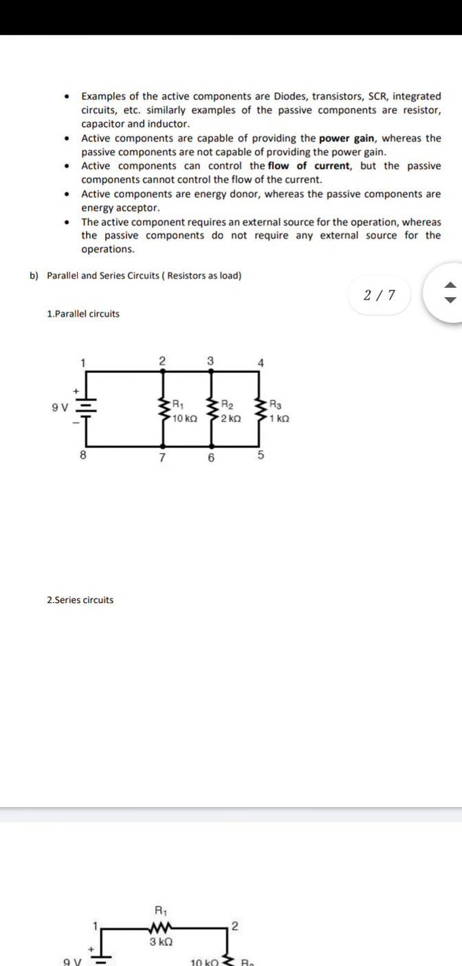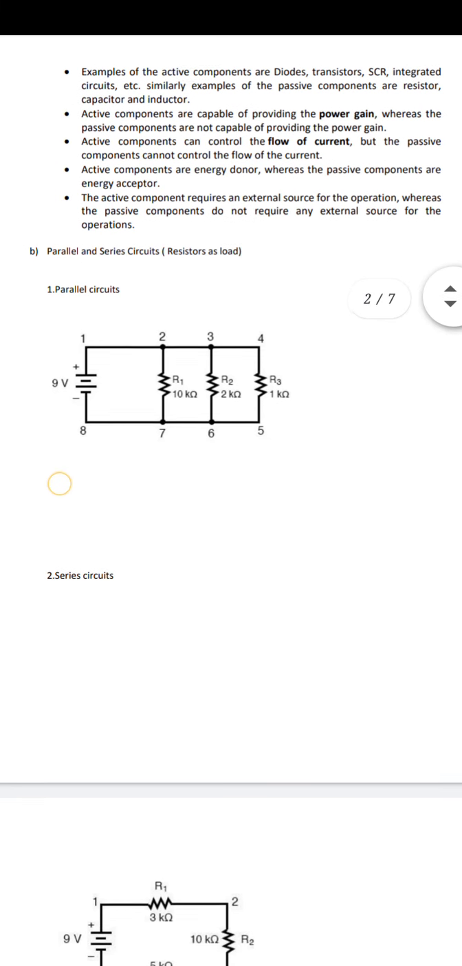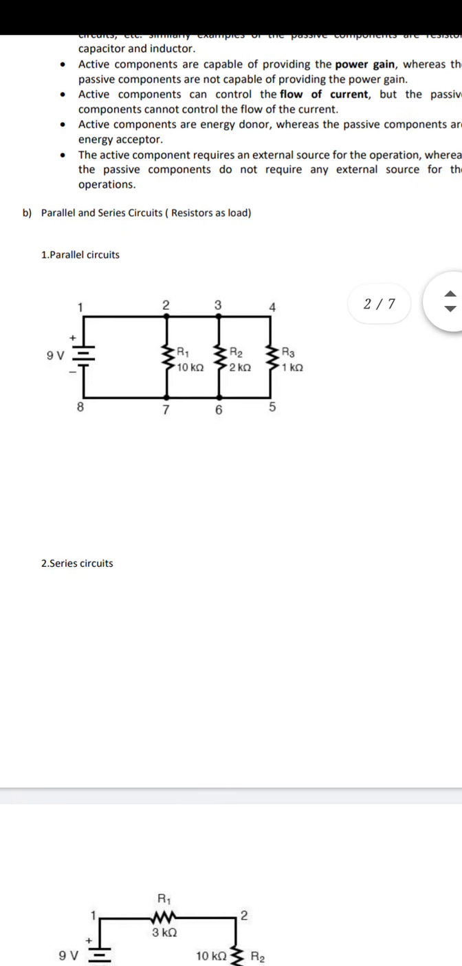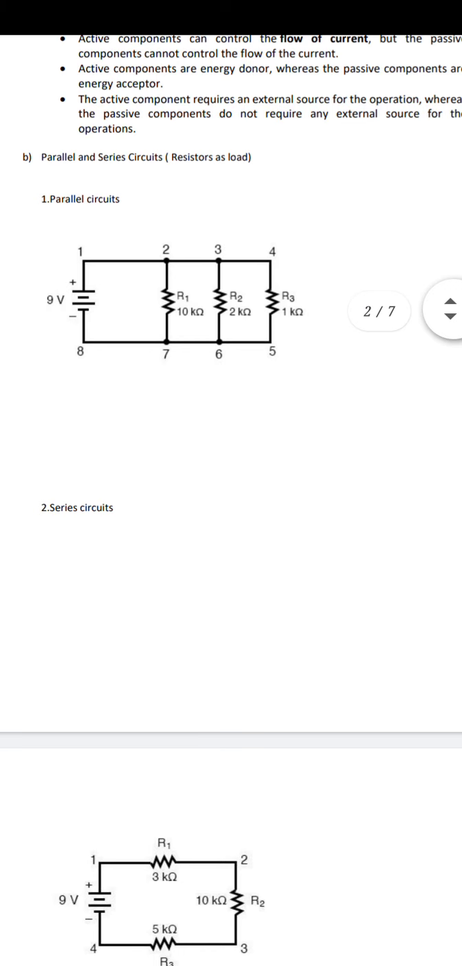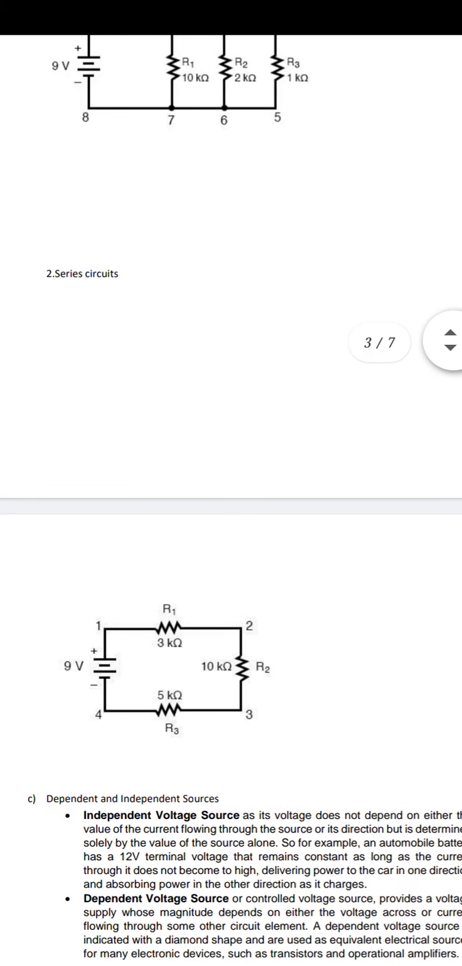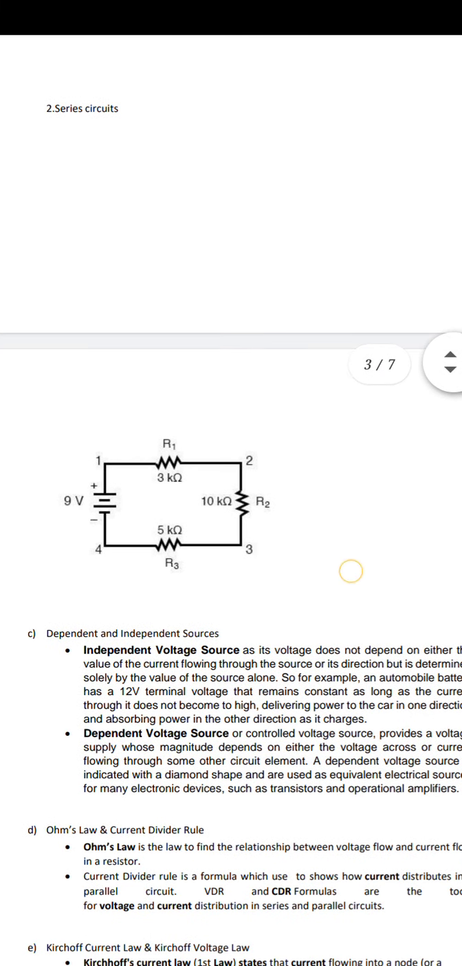For B, parallel and series circuit, with resistors as loads. This is our diagram. This is also our series diagram.